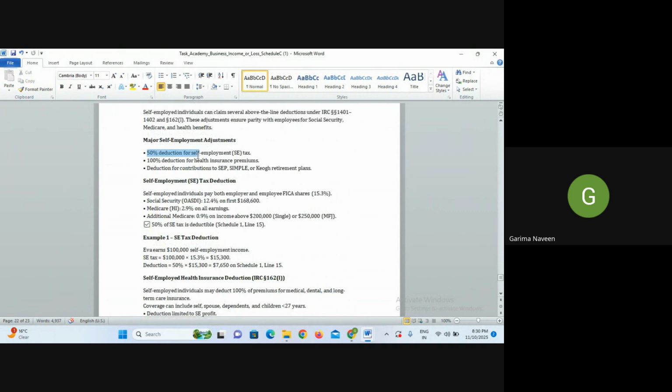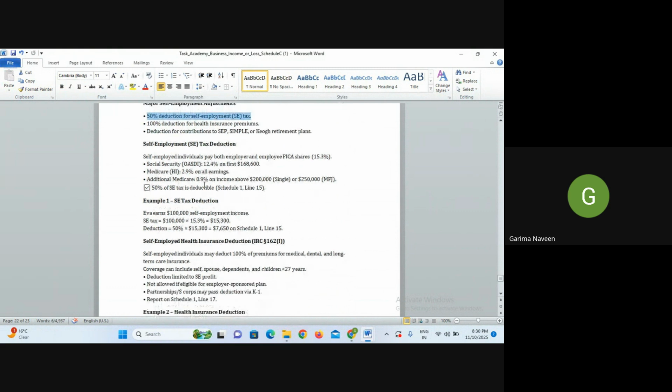Coming to the self-employment tax part. Self-employment tax includes two parts: first is for Social Security and second one is for Medicare. Overall it is 15.3%: 12.4% on Social Security and 2.9% tax on your Medicare. But if your AGI is greater than the limit, then you have to pay some additional tax, like 0.9%. It is for the Medicare.